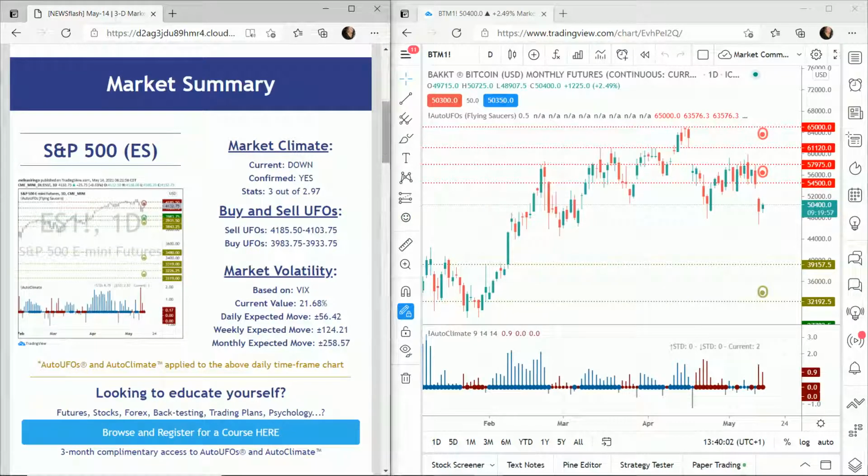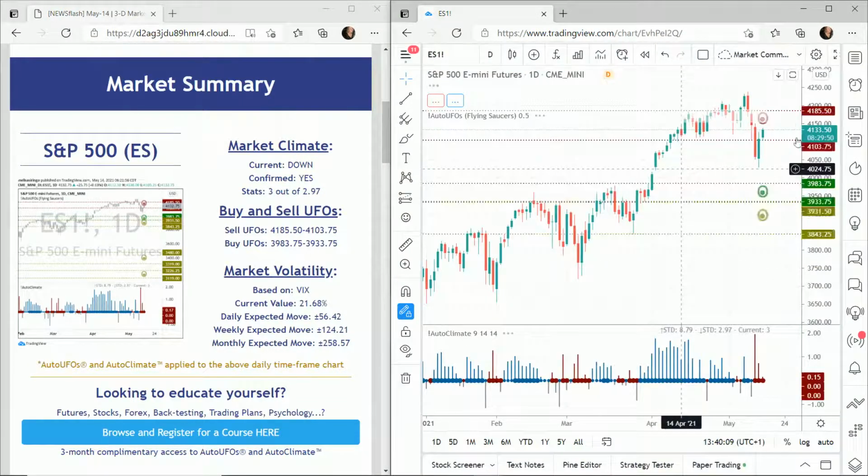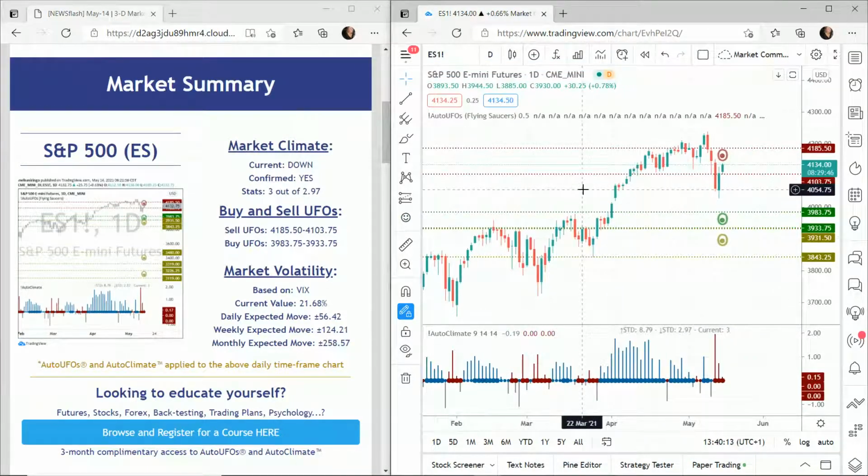Now, first things first, we are looking at the S&P, which is the top 500 US stocks, and we're looking at the continuous futures contract for it. If you don't understand what that means, don't worry, we're just looking at a representation of US stocks. So with the US stock market, we have a confirmed downwards climate, says that there. We have a thick red dot, so probability downwards.